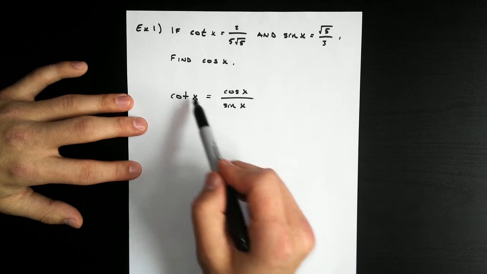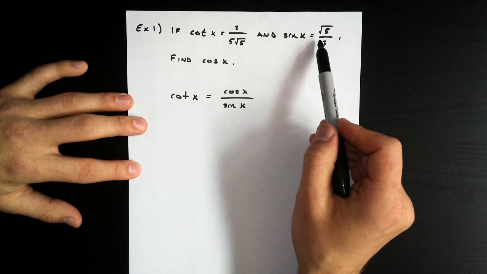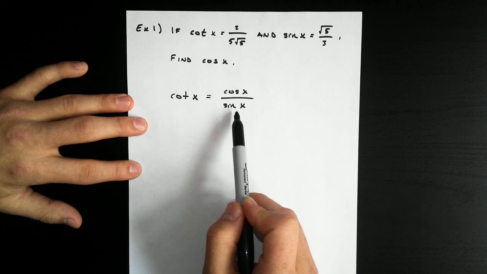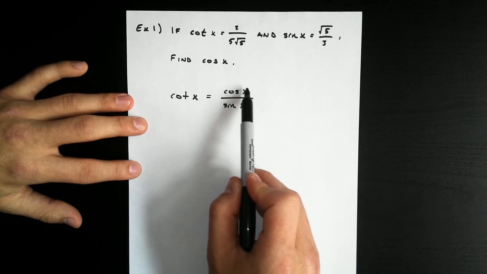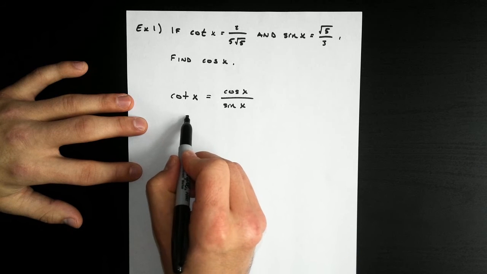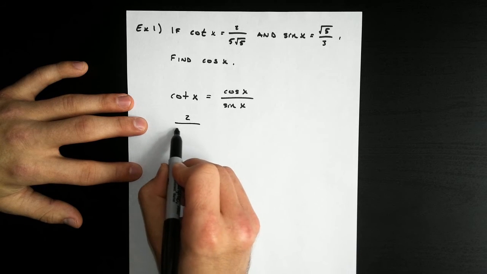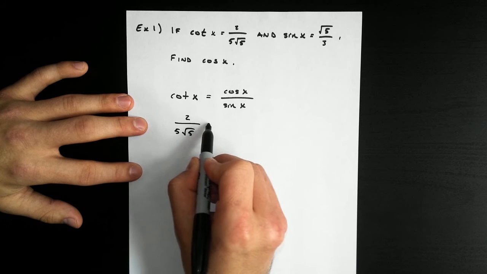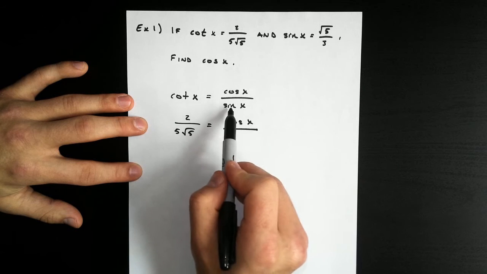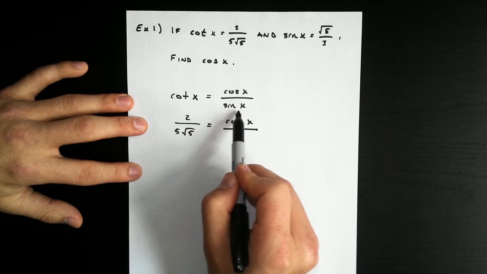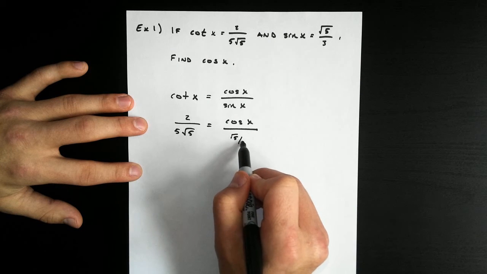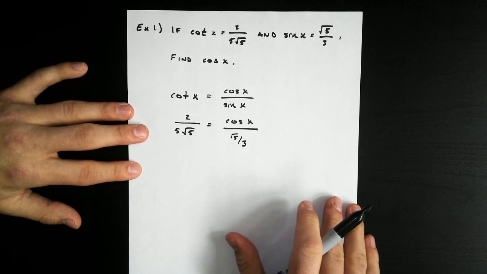So I have 3 things in here. I know 2 of them. I know the cotangent. I know the sine. So I should be able to substitute those in. That will just leave the cosine, and we can solve for it. So the cotangent of x, this one is equal to 2 over 5 times the square root of 5. And then we have the cosine of x divided by, and then the sine of x is the same as the square root of 5 over 3. So a little bit of substitution.